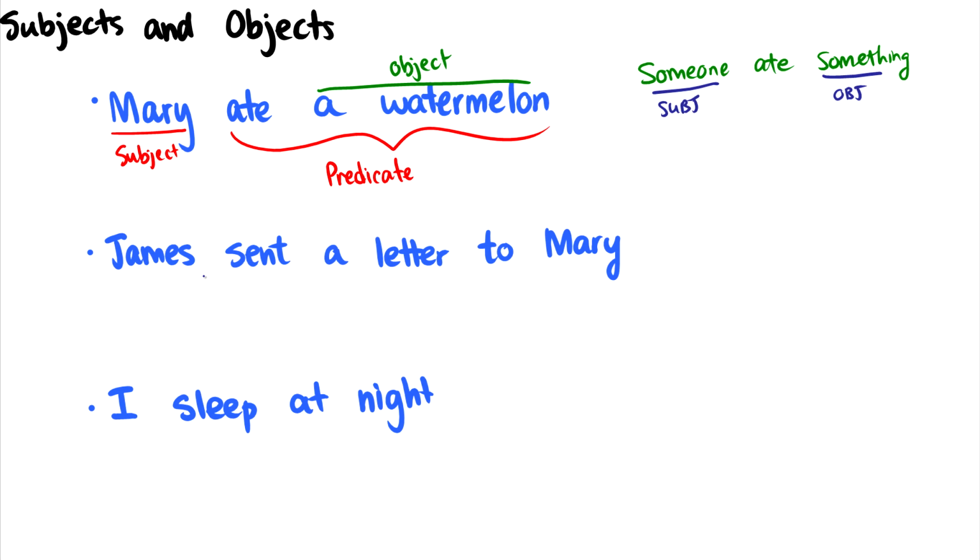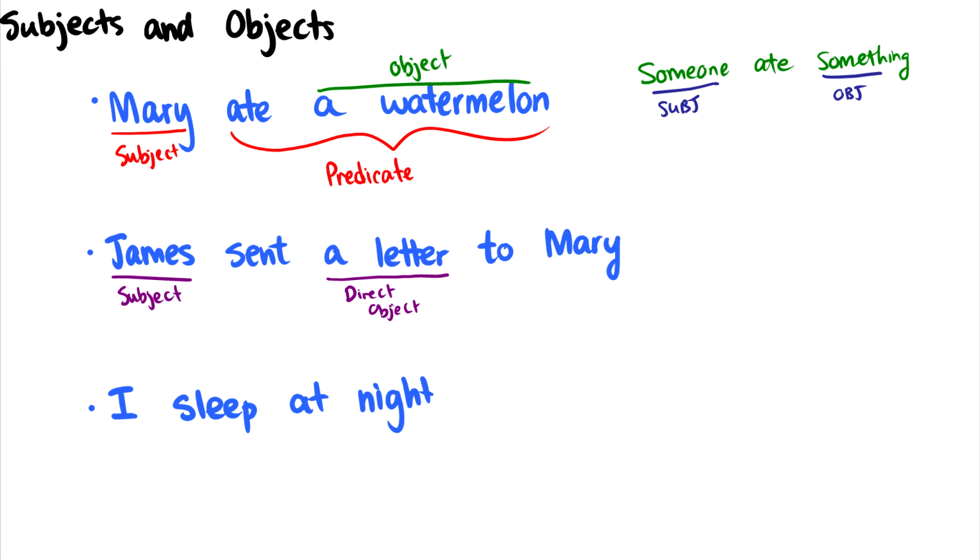What about James sent a letter to Mary? Well, James is what the sentence is about. That's the subject. The predicate, which I will erase after I finish writing, is what James did. So James sent a letter to Mary. So that's our predicate. But we're really interested in the objects. And this one has two objects. It has a direct object and an indirect object. Okay, so what is being sent? Well, a letter is being sent. So this is the direct object.